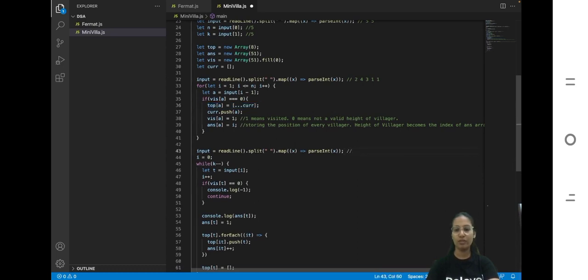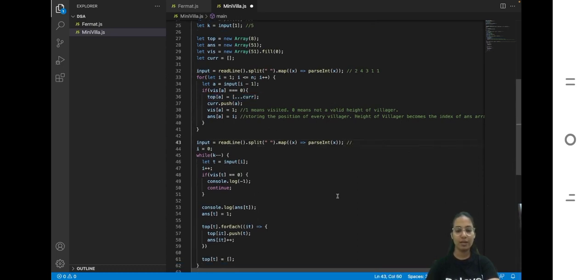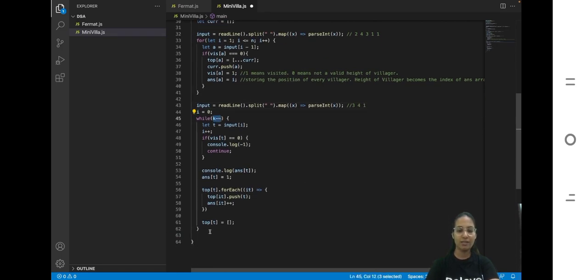Then we are taking the input for the queries. Let's say the queries are 3, 4, 1, something like that. So we'll do k minus minus, that we are going for each and every query. When we go to each and every query, the answer is present at answer of t. T is nothing but the value for each and every query. Now, this is becoming 1, because the queried height is moved to front, correct?